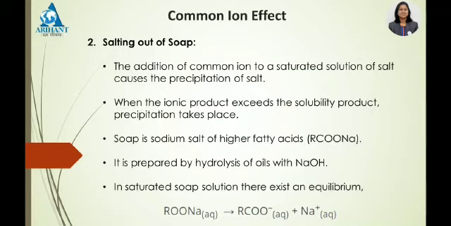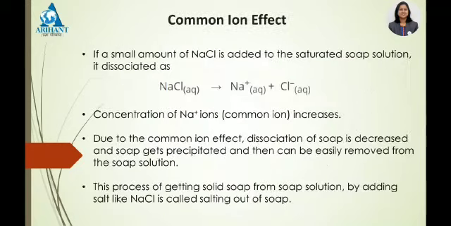So RCOONa gives you RCOO- plus Na+ ion. Students, there should be RCOONa, right? So that a is missing over there. So RCOONa gives you RCOO- ions plus Na+ ions.